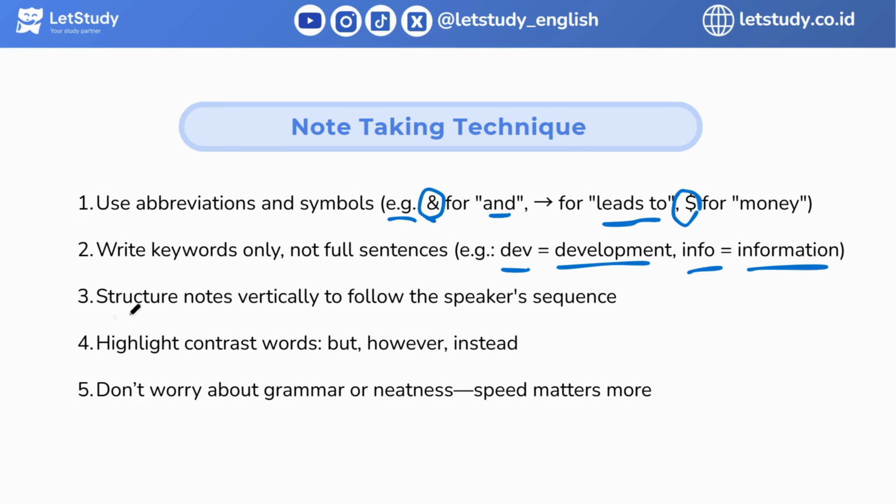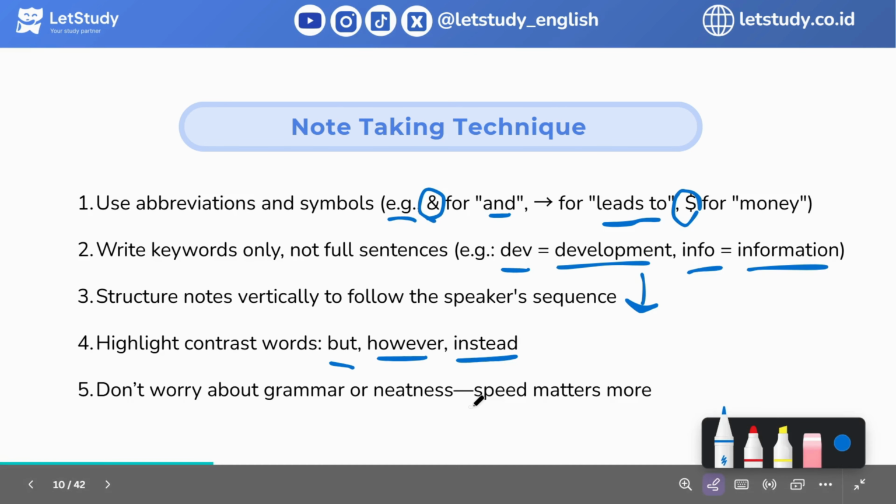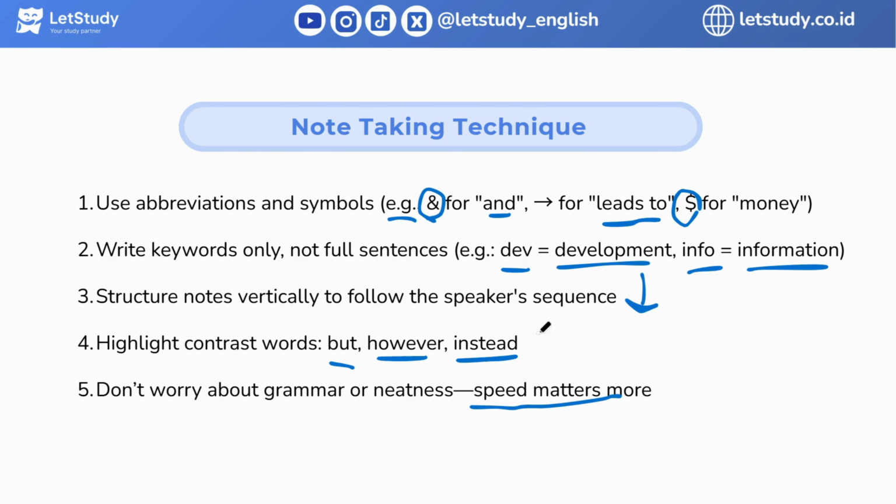Thirdly, structure notes vertically to follow the speaker's sequence. So you need to write from top to bottom for each conversation given. Or highlight contrast words like but, however, and instead, you can choose. Lastly, don't worry about grammar or neatness. Speed matters most because, hey, it's your note-taking technique, not everyone's.